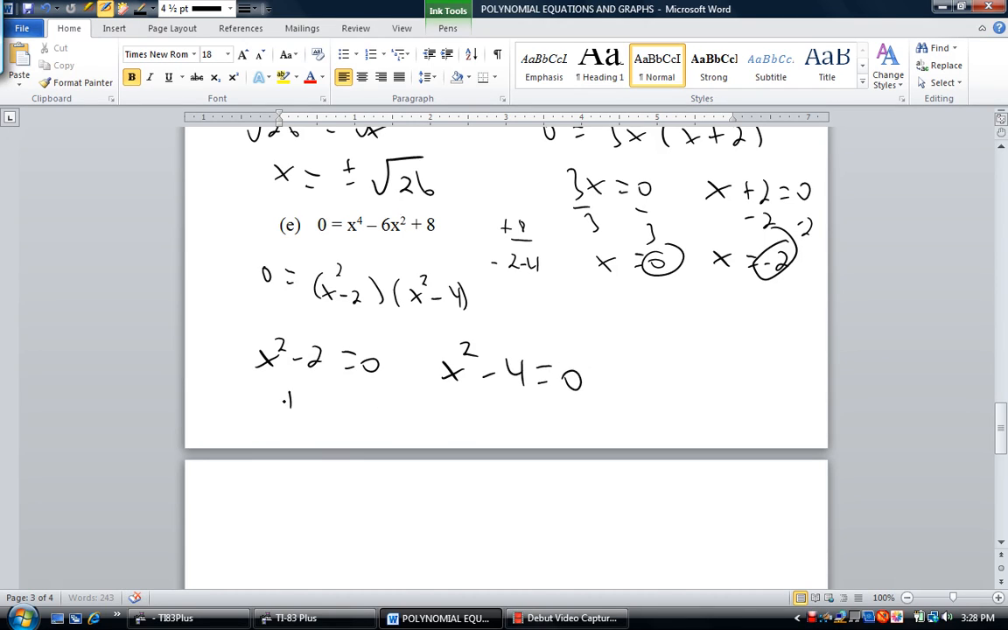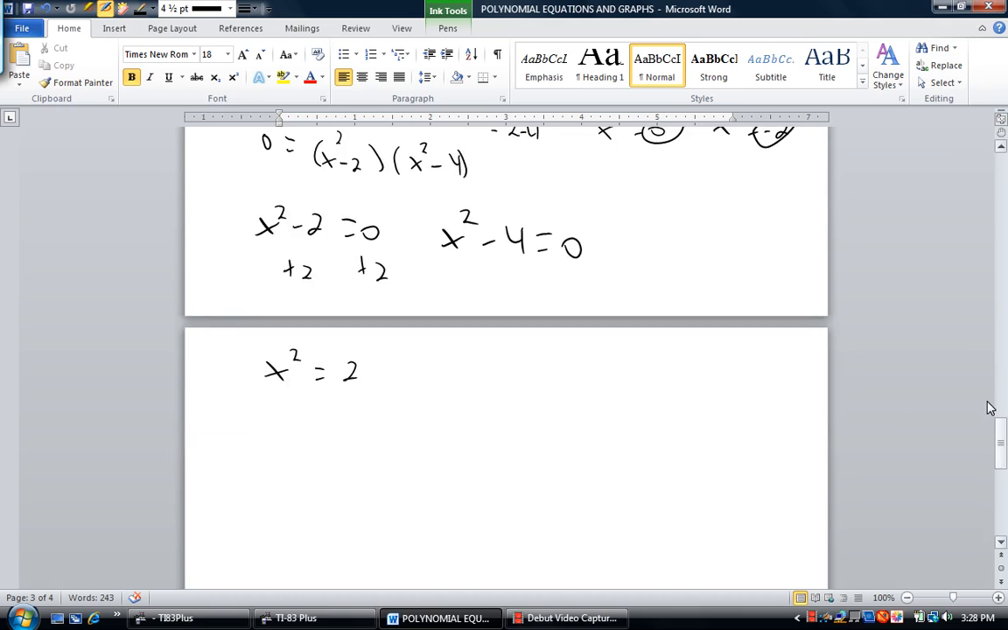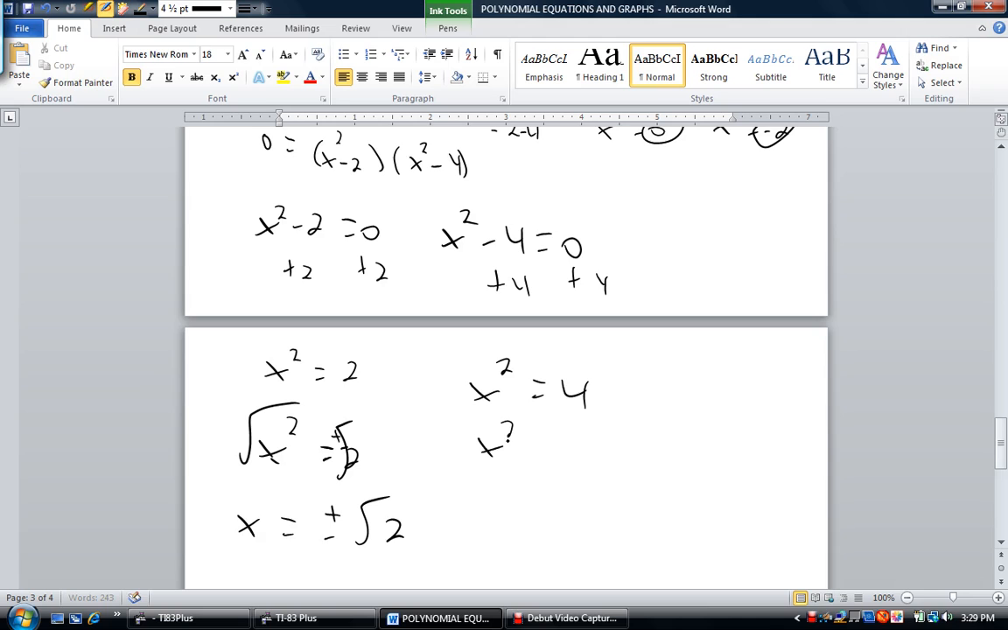Some people would prefer to do this, so you're going to add 2 to both sides. You get x squared equals 2, and then you're going to have to square root both sides to get rid of the exponent. Don't forget plus or minus. So you're left with x equals plus or minus square root of 2. And then over here you do the same thing, except you add 4. You get x squared equals 4. And then you're going to square root both sides. Don't forget plus or minus. And you get x equals plus or minus 2.